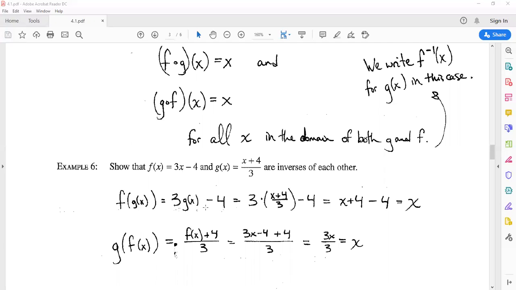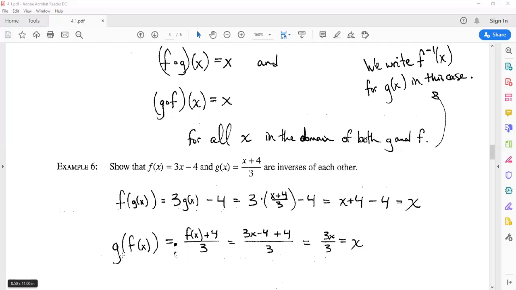And now let's remember what g of x's formula is. That's (x plus 4) over 3. So we have 3 times (x plus 4) over 3, and then from that we'll subtract 4. And so the 3's cancel here, and we're just left with x plus 4 minus 4, which is just x. OK.